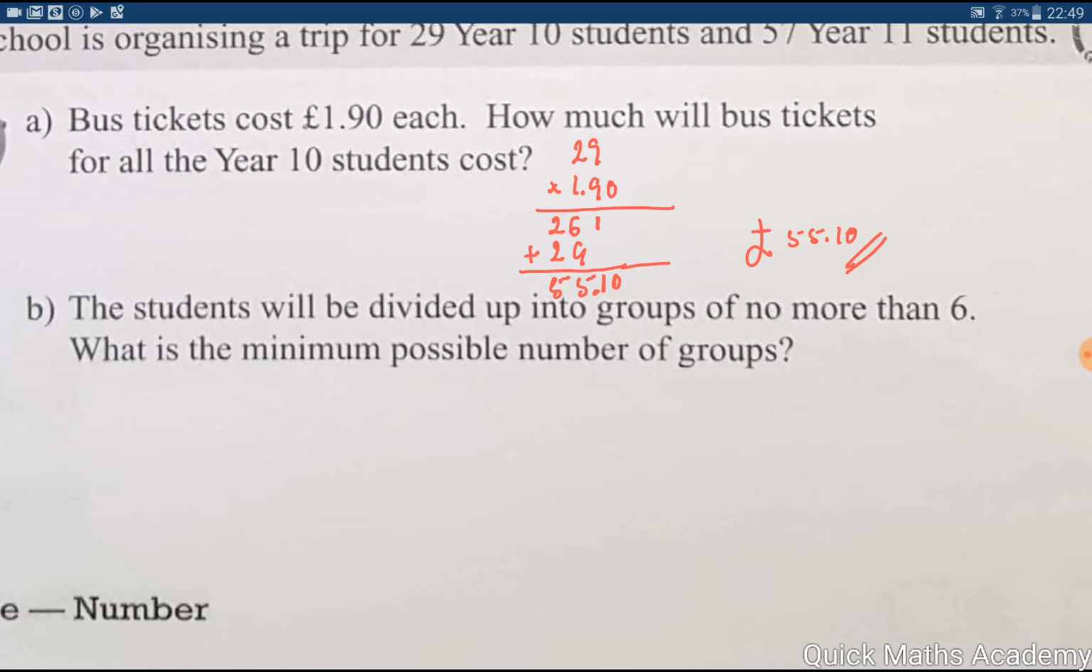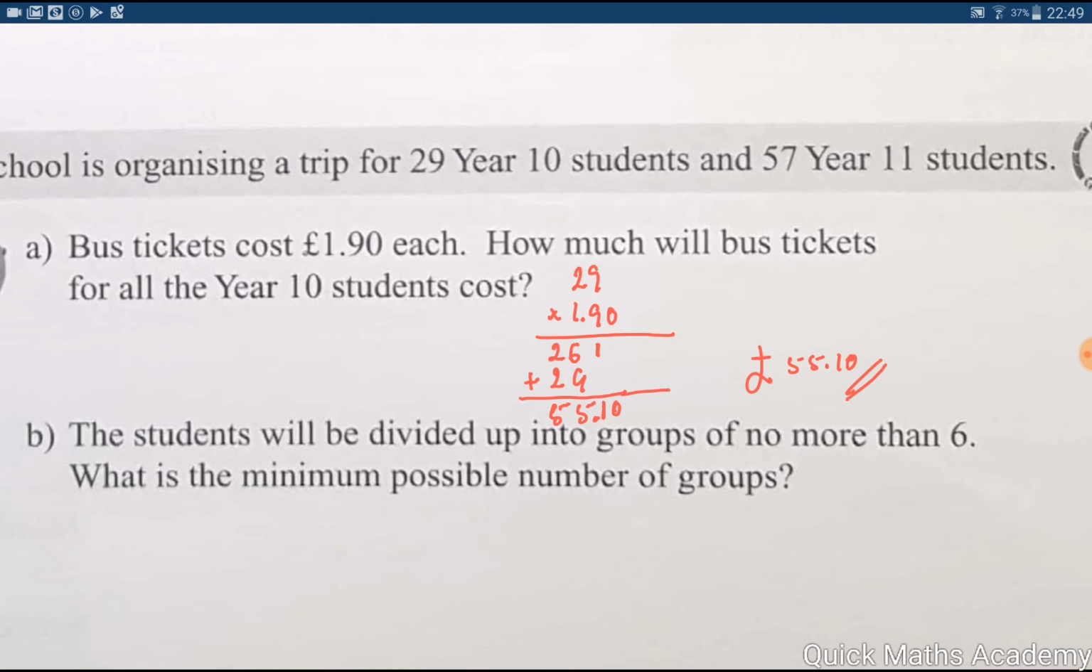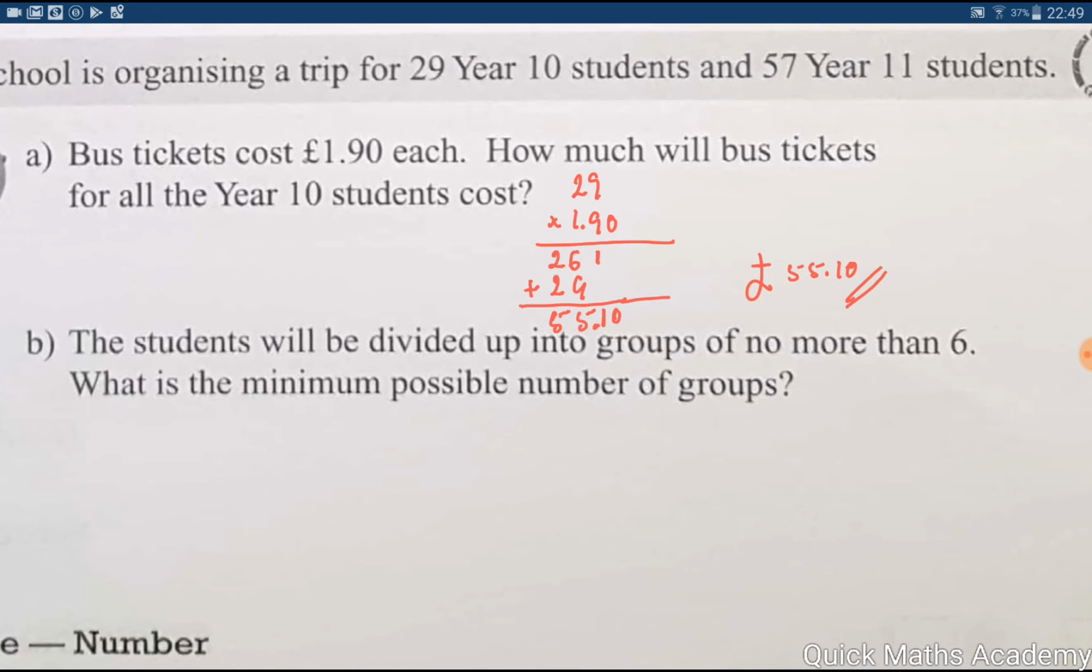Second one, the students will be divided into groups of no more than 6. What is the minimum possible number of groups? Okay, so I want to take all the students, right? So let's see how many students we have. We have 29 plus 57. So 9 plus 7 is 16, and I have a spare 1. 5 plus 2 is 7. Plus 1 is 8. So I have 86 students.